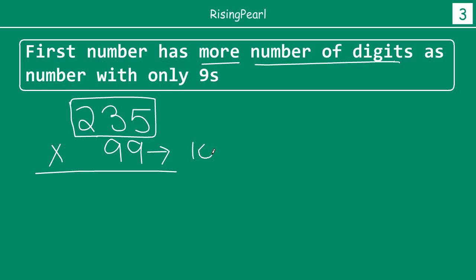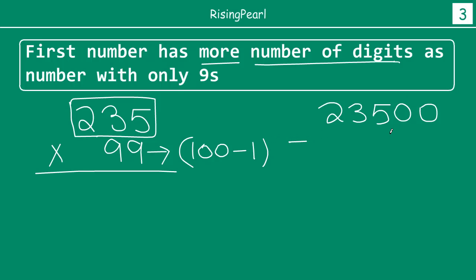There are 2 nines, so 2 zeros minus 1, right? So in other words, instead of 99 we are going to replace this with 100 minus 1. Then it will become 235. We multiply 235 by 100, so it will be 2 zeros, and we subtract 235 from this, right? So minus 235.